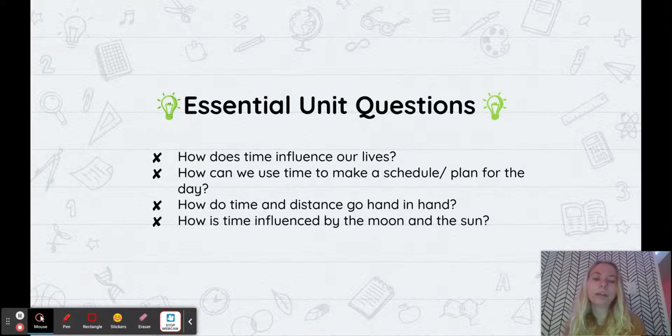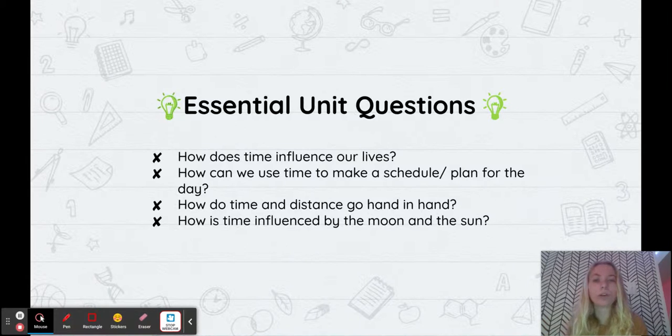How does time influence when we wake up in the morning, when we go to school, how we know when to go to school, how we tell how long we will be somewhere? How can we use time to make a schedule or a plan for the day? How can we allot time for certain events so that we can get everything done in the day and not scramble to finish? How do time and distance go hand in hand?